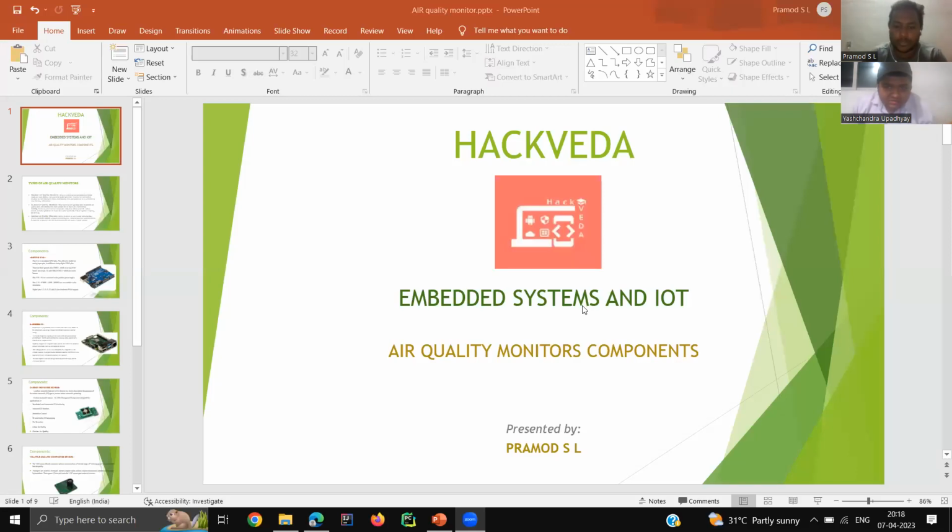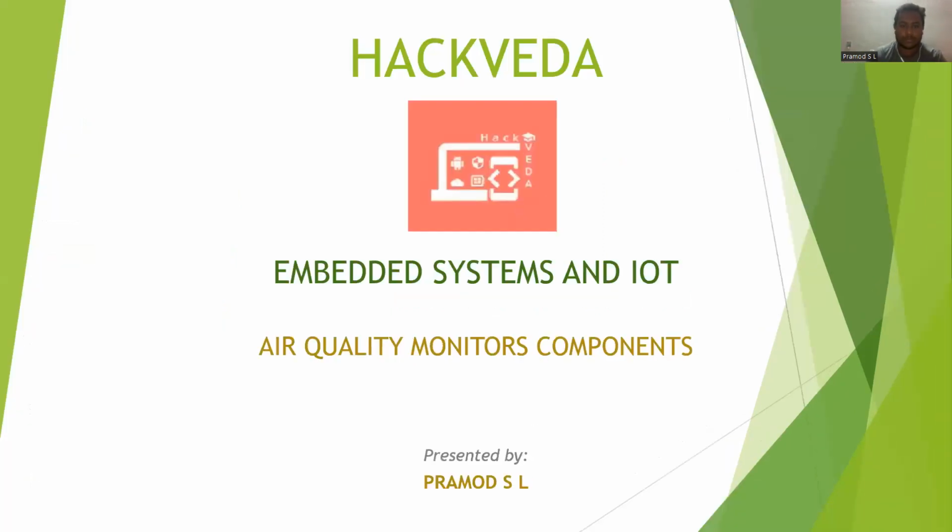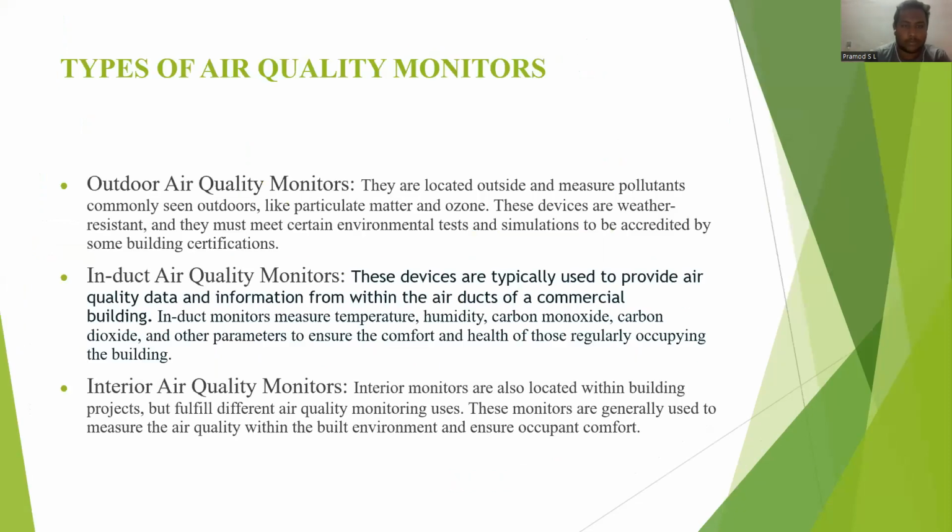Okay. Hello, sir. I am Pramod SL. My subject is embedded systems and IoT, and I'm going to share the topic of air quality monitor components. Let's see the types of air quality monitors. There are three types of air quality monitors: outdoor air quality monitors. As the name says, the monitor is located outside and measures pollutants commonly seen outdoors, like particulate matter and ozone.